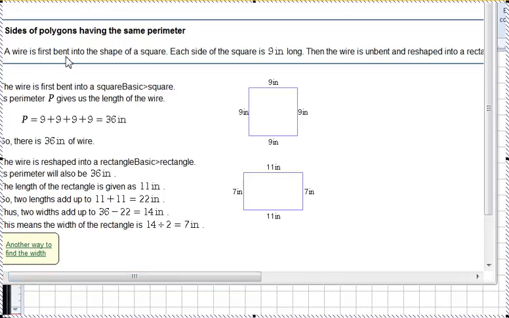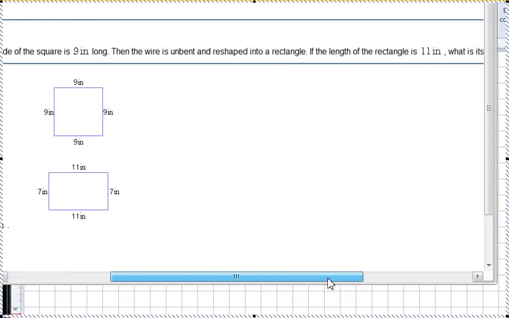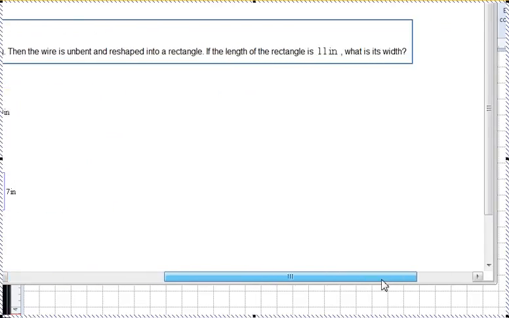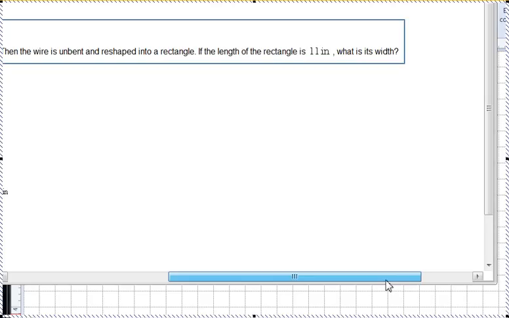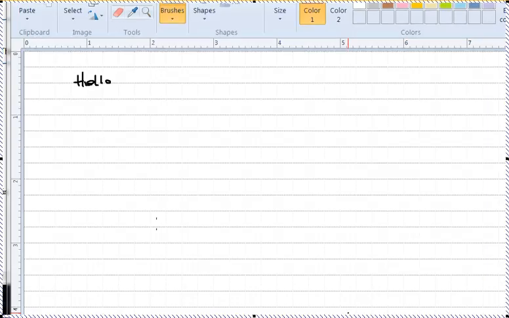All right, a wire is first bent into the shape of a square. Each side of the square is 9 inches long. The wire is unbent and reshaped into a rectangle. The length of the rectangle is 11 inches. What is its width? Okay, there's the question.